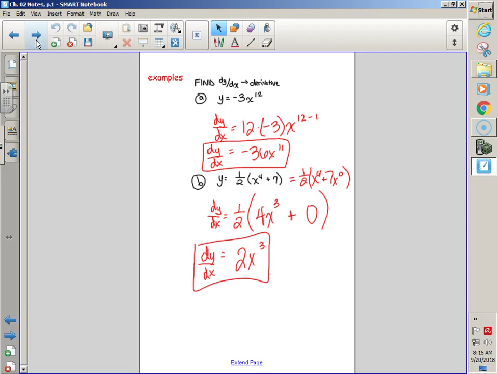Was this one pretty easy? We used the constant multiple rule and the power rule. Constant multiple, negative 3 stayed. Power: the 12 came down to multiply by it, and then the power lost 1. This one, constant multiple rule. The 1/2 is just a constant, so it got to stay. But then sum and difference rule, we took the derivatives piece by piece. Derivative of x to the 4th is 4x cubed. Derivative of 7 is 0. Put it all together.